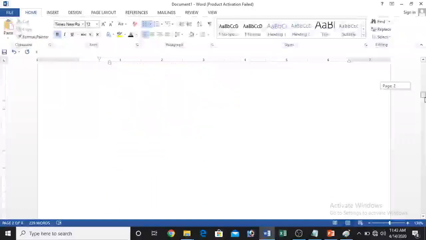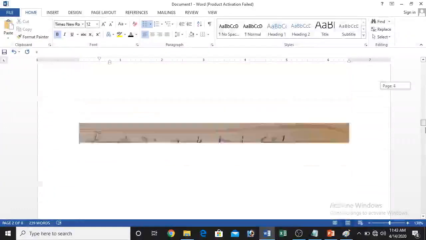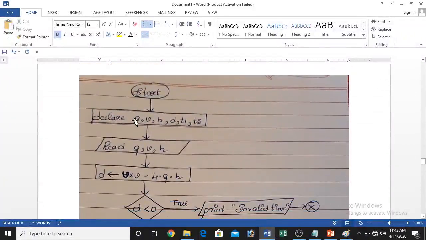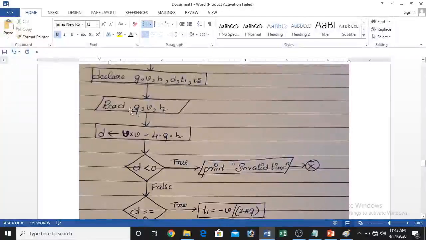Now coming to the flowchart, let us see what all the variables are that we need to have. Let me see the flowchart. So start, declare G, V, H, that is your gravity, velocity and height. After that D, that is the discriminant, and T1 and T2 are the time. Now read gravity, velocity and height. So input is what? Gravity, velocity and height. After reading it, you are going to compute velocity into velocity minus 4gh, that is the discriminant part. If discriminant is less than 0, then you are going to print invalid and stop. Since the space is not available, I have created a bubble and I will connect it to stop.